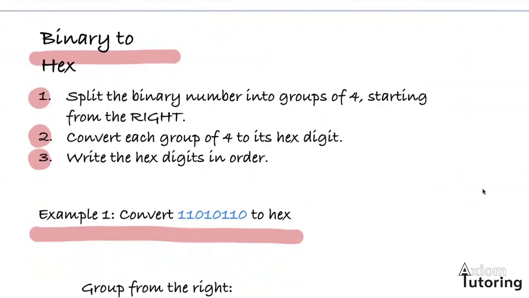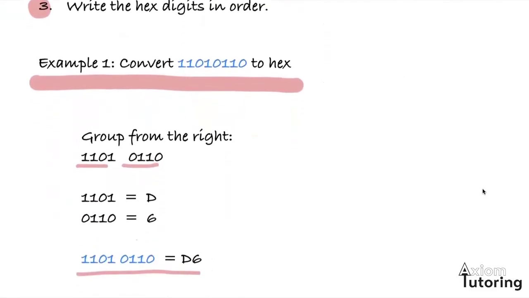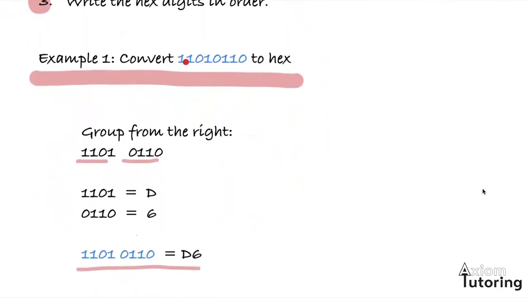As we said before, the algorithm for this is that we split the binary number into groups of 4, and we always start from the right. We convert each group of 4 to its hex digit. Remember that every hex digit can be represented by 4 binary digits. And we write the hex digits in order. This is the algorithm that we use to convert a binary number to hex. But let's see how this works in practice. Let's say we have the following example. We need to convert this binary number to hex.